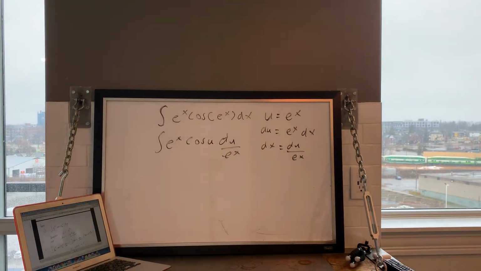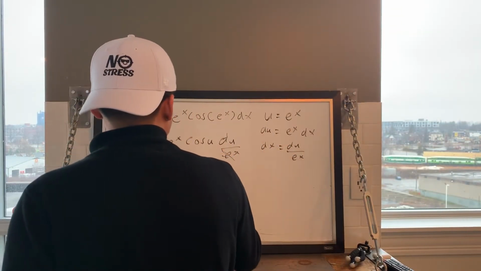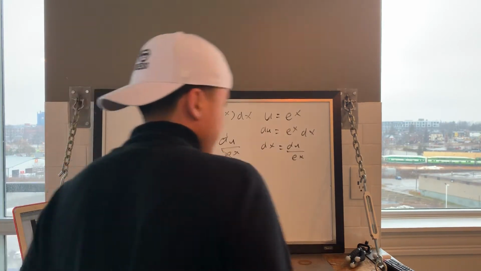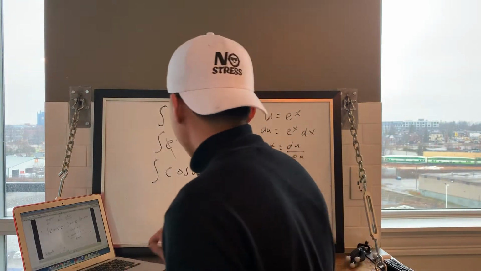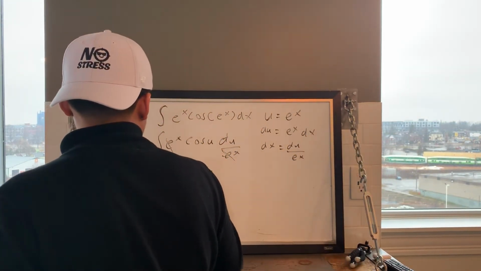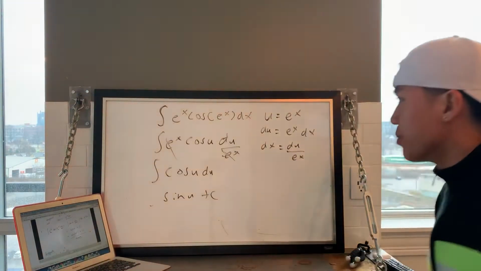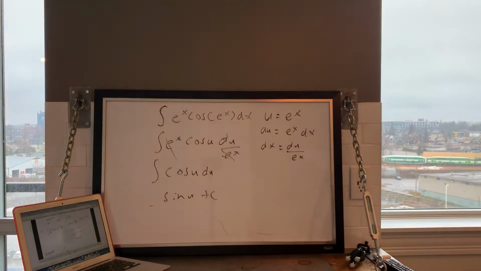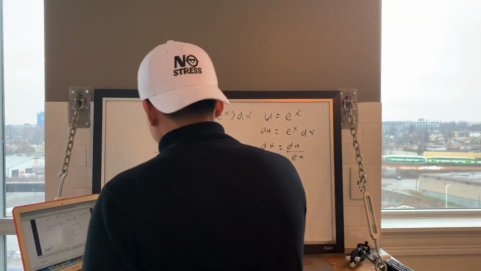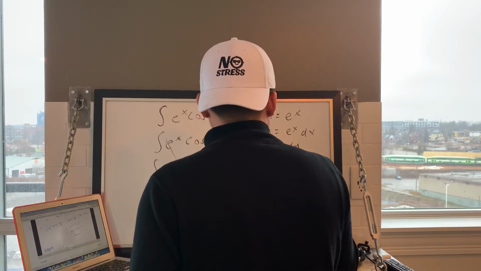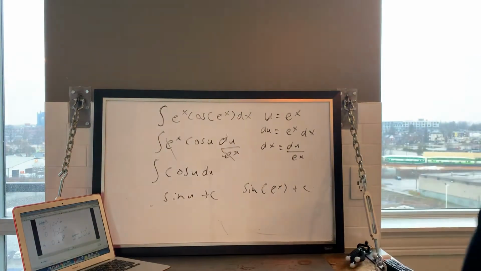So what happens to e^x is that it cancels. And I'm left with an integral that I do know. We all know the integral of cos, right? The integral of cos is sine. Don't forget your plus c because we're doing indefinite integrals right now. So now we sub back in u. So your answer would be sine of e^x plus c. That'd be your answer.